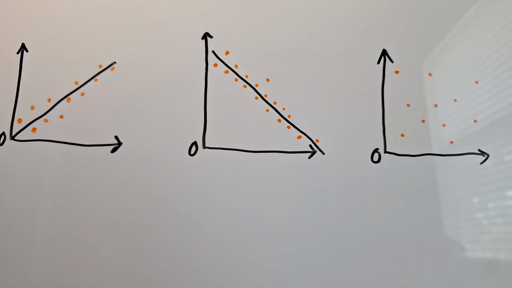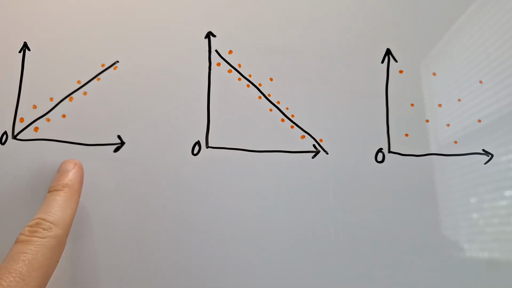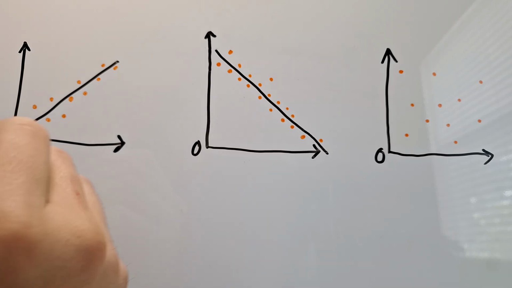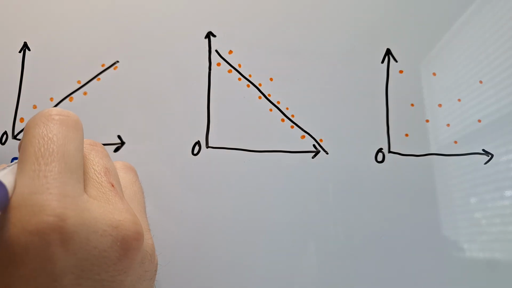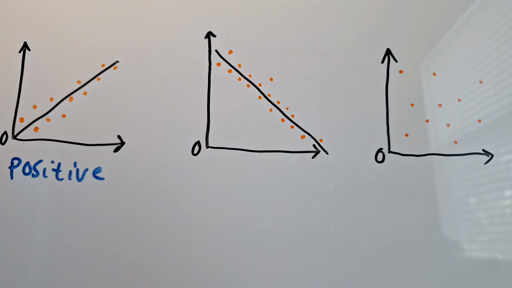Here I've got a rough sketch of 3 different scatter plots with a trend line. And what each of these scatter plots have is what we call correlation. So this first graph right here has what we call positive correlation. Positive correlation in general, both sets of data will increase together.